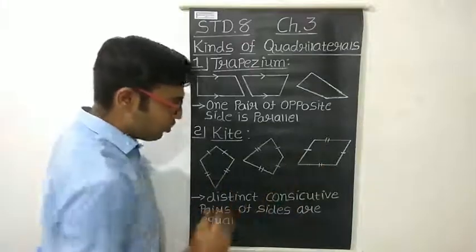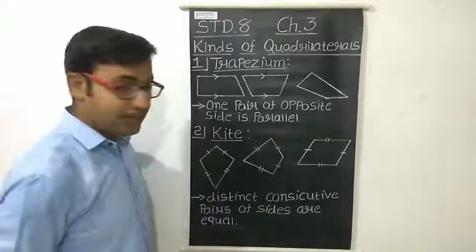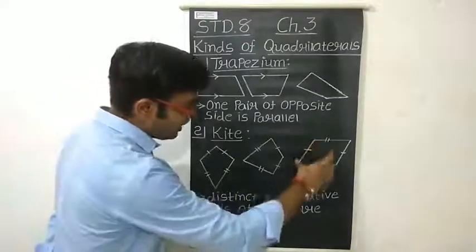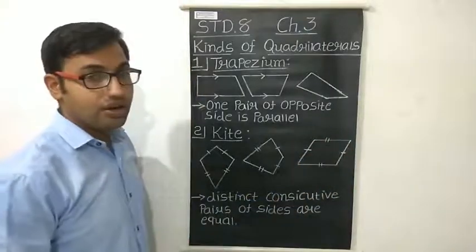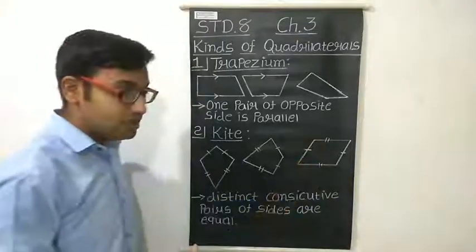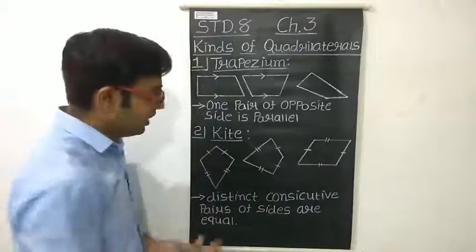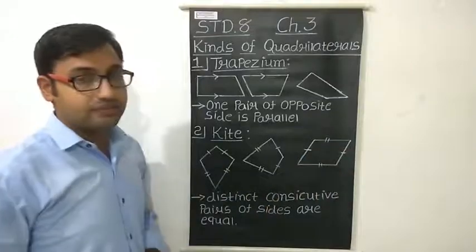Notice this shape. Can we say that it is a kite? No, because this side and this side are not equal, and this side and this side are not equal. No pair of consecutive sides is equal. That is why it is not a kite.